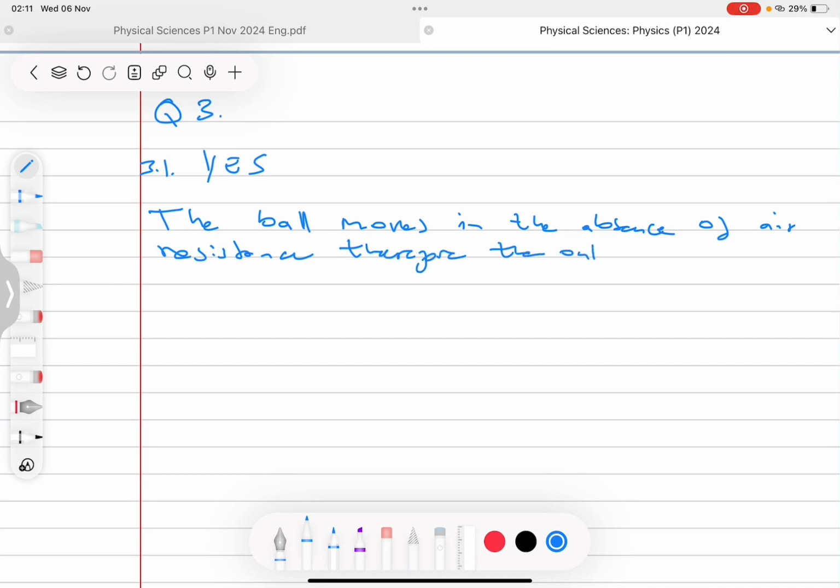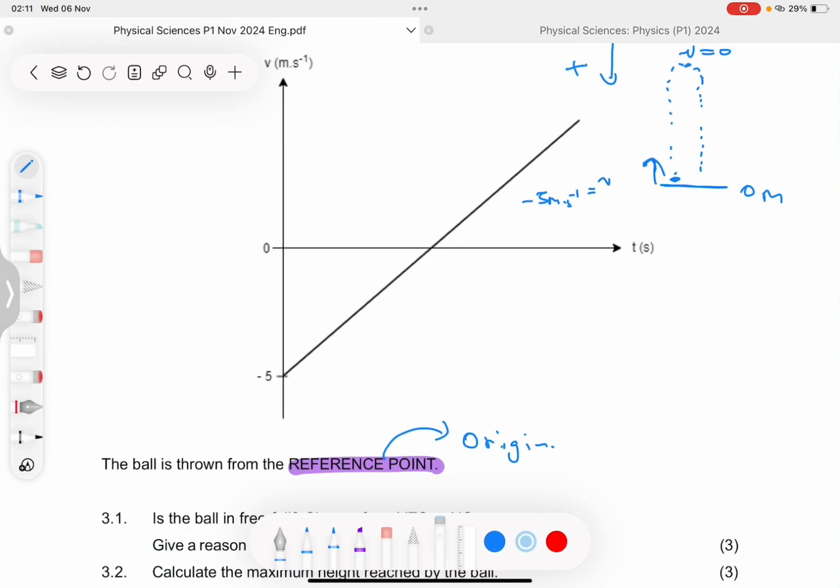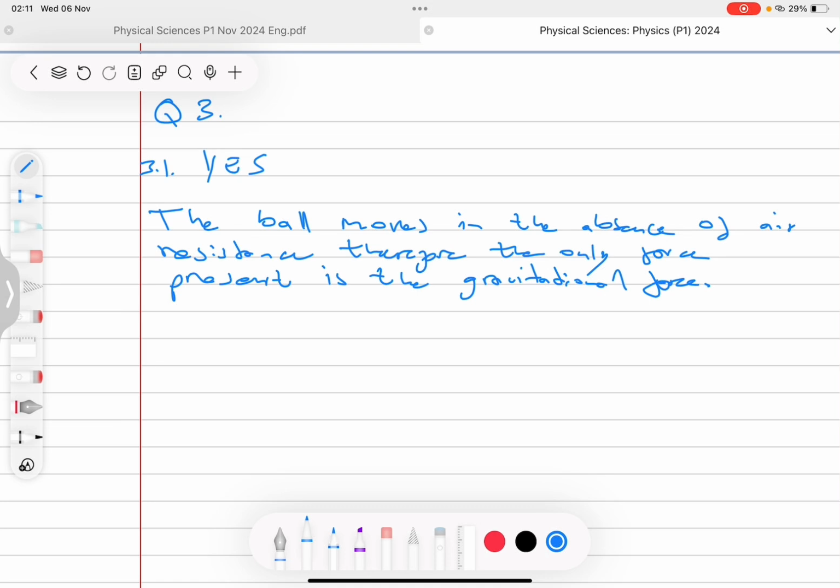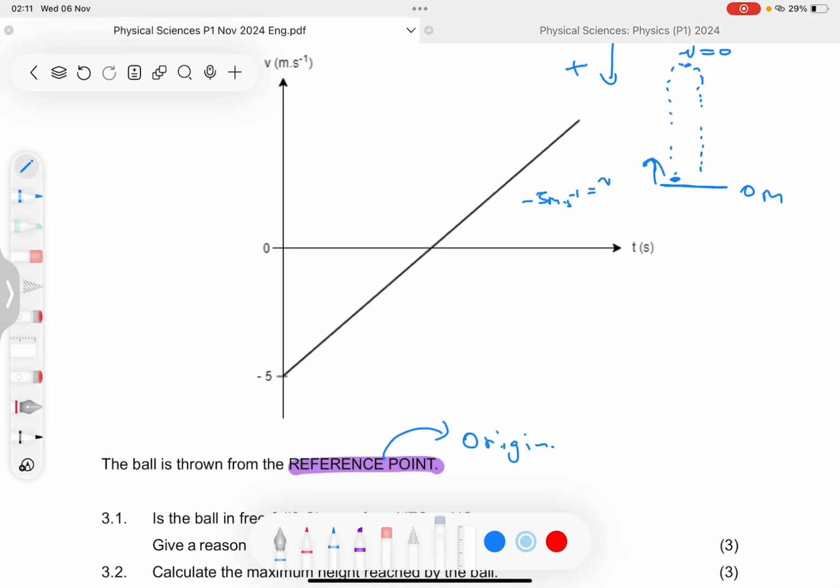Therefore, the only force present is the gravitational force. Right? That's how we know that it is in free fall. The only force that is present here is the gravitational force. There are no other forces. There are many other ways in which you can answer this question so that you can score your 3 marks. So they'll give you 3 marks for answering this question, right?